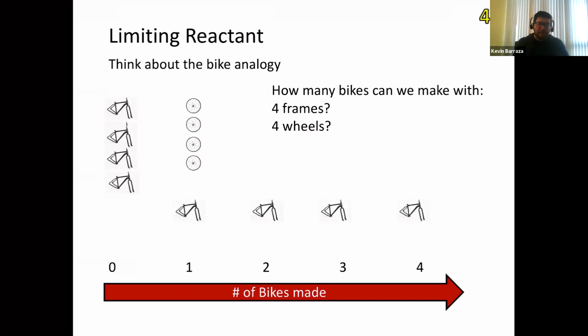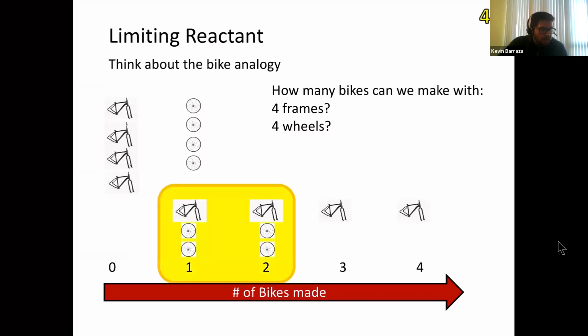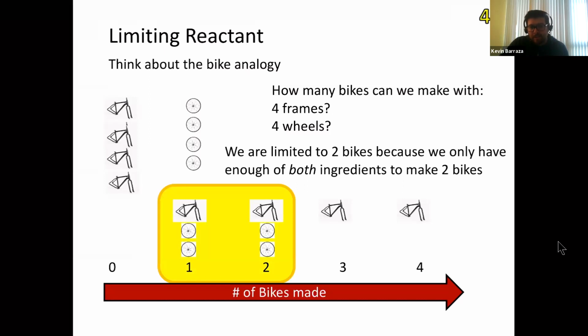So with the amount of frames I have, I could potentially make 4 bikes. So in an axis of number of bikes made, so a number line, I could go all the way to 4 bikes with the amount of frames that I have. But we know that there are only enough wheels to make 2 bikes. So we would say, well, which is our answer? Well, we only have enough of both ingredients to make 2 bikes. So we are limited to 2 bikes because even though we had enough frames to make 4, we only had enough wheels to make 2.